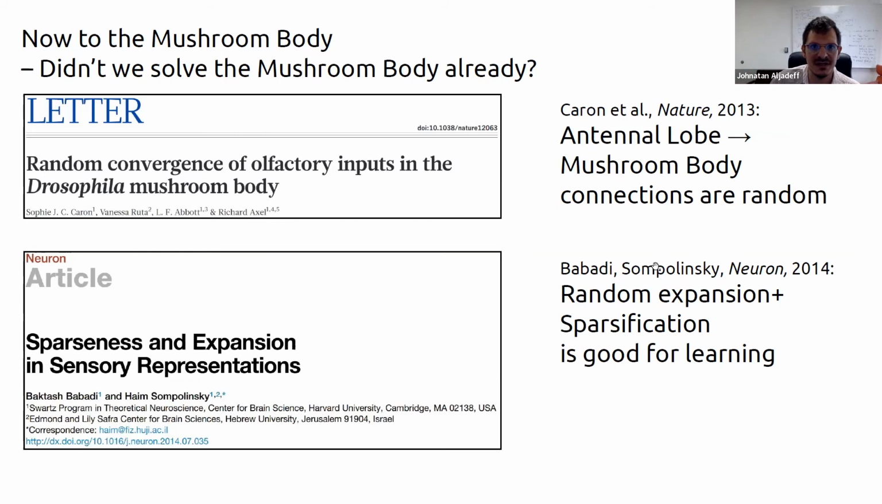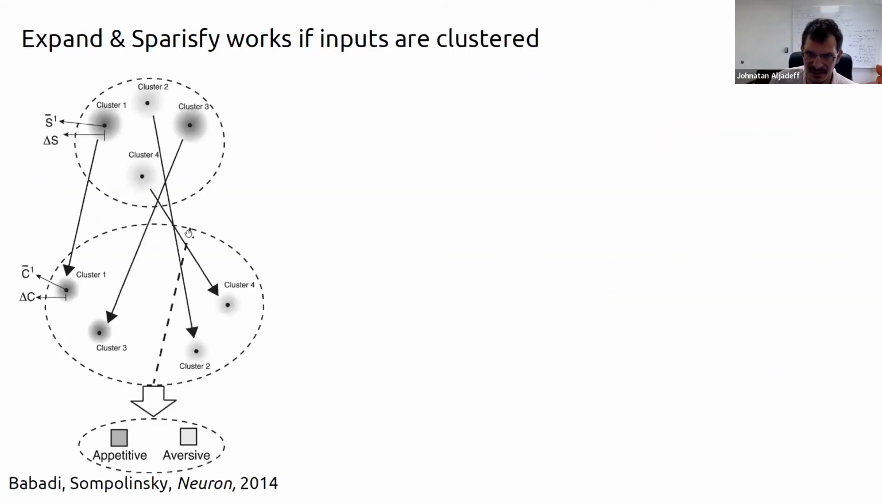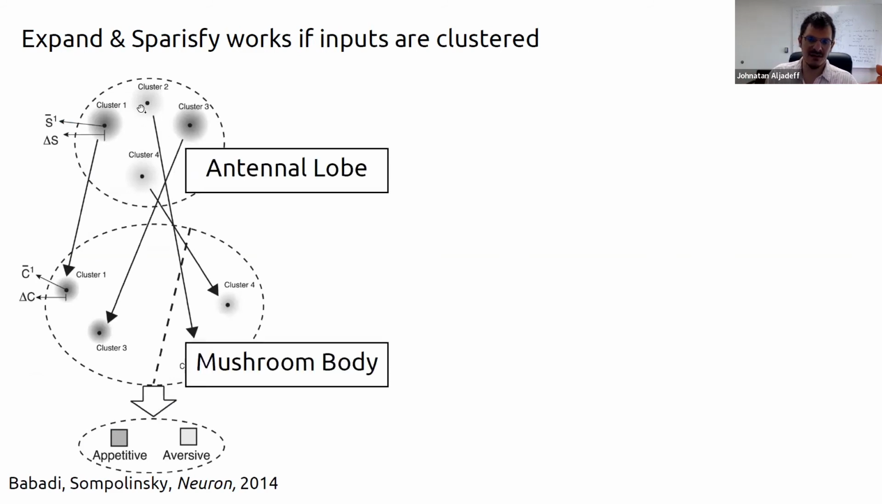So these two papers seem to go hand in hand, and in fact, in this paper, they had this cartoon where they showed the clustered inputs in the antennal lobe, and their interpretation in Babadi and Sompolinsky of these clustered inputs is odors that have maybe a little bit of noise. So if you have some odor percept, but maybe the concentrations change by a little bit, or the ratios of the different odorants change by a little bit, these are in the antennal lobe represented by points that belong to the same cluster. And then this matches nicely with the random connectivity, which then allows at the level of the mushroom body for better classification.